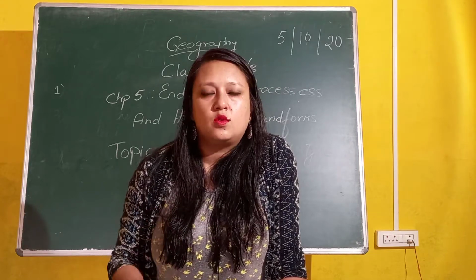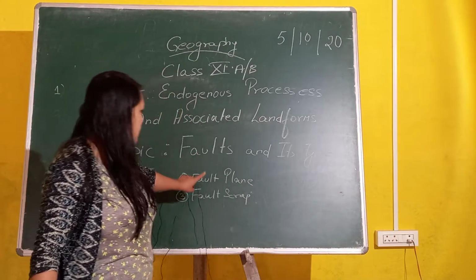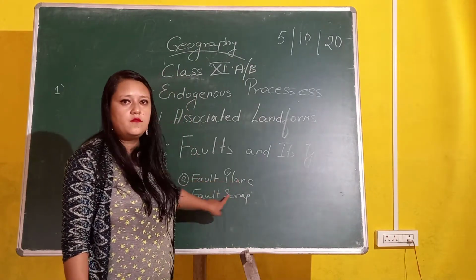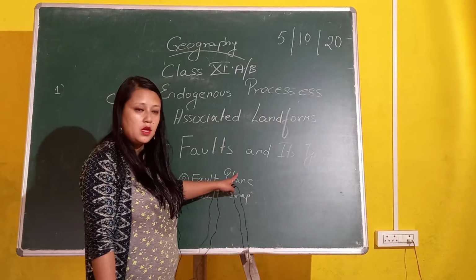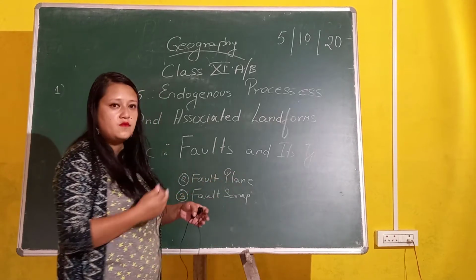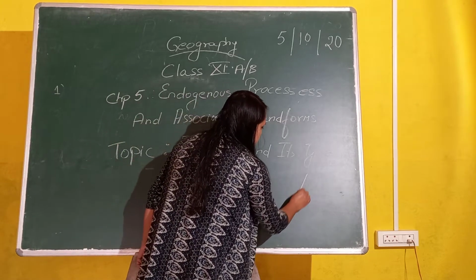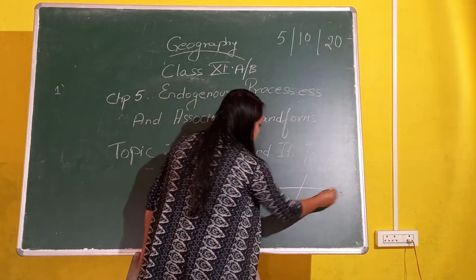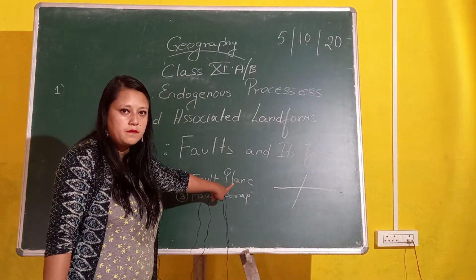So that is known as fault. Now, under faults you have to learn what is fault plane and what is fault scarp. What do you mean by fault plane? Okay, now the process is known as faulting, but the exact point or plane where the crack occurs is known as the fault plane.